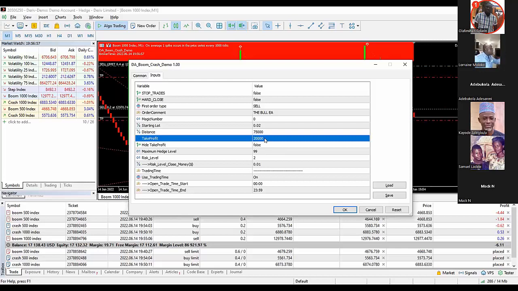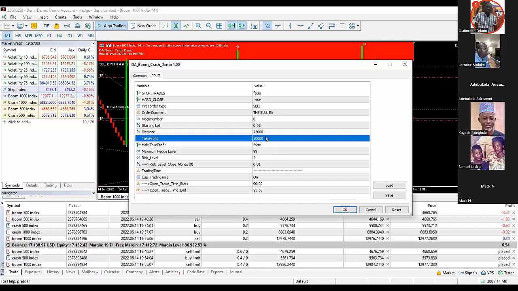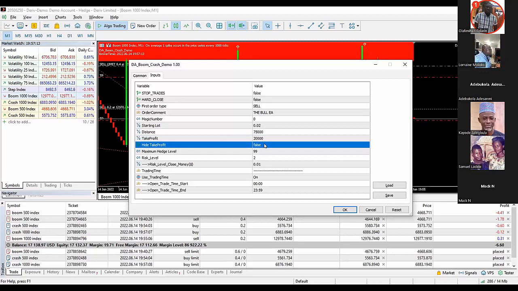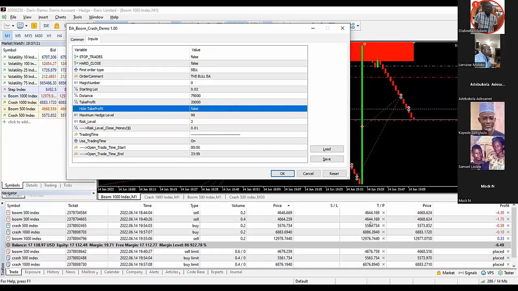So that is why in the boom, we use 20,000 take profit. 20,000 points, a point is like in normal forex when we say pip, here it's a point. Then hide take profit. If I set this one to true like this, what is going to happen? That means if you look at here where the market puts take profit, it will put take profit there. So stop loss and take profit will be empty, like the stop loss is empty now. If I set hide take profit to true, you won't see anything here.